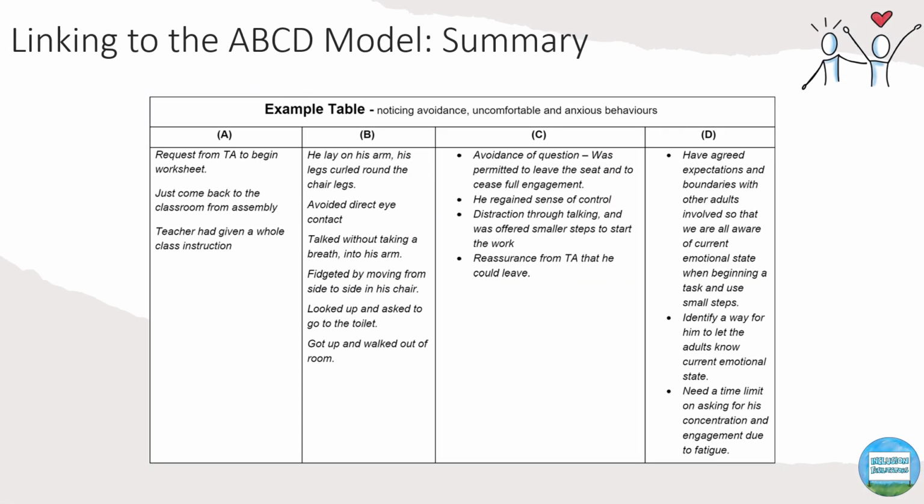Following on from the ABCD online support series, you should now have several completed ABCD tables and a list of strategies to implement with your young person. If you are struggling to complete an ABCD table, here is an example of a finished table. In column D, we can see that the key adults have identified a list of next steps to discuss and implement in order to begin supporting their child or young person.